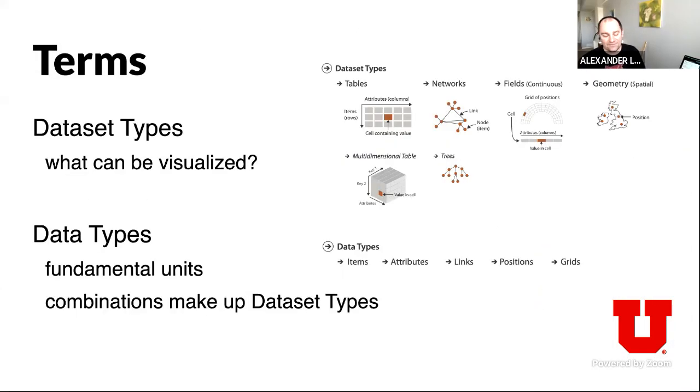So now we're going away from psychology and moving to data and measurement theory, more or less. What are the things that we care about when we talk about data? First we have a couple of terms. We have data set types, things that can be visualized, and data types. These are the fundamental units. Combinations of data types make up the data set types. Data set types are tables, the structured ones, networks, fields, and geometry. And data types are things like items, attributes, links, positions, and grids. We'll go through those in the next couple of minutes, and then I'll continue on Thursday.